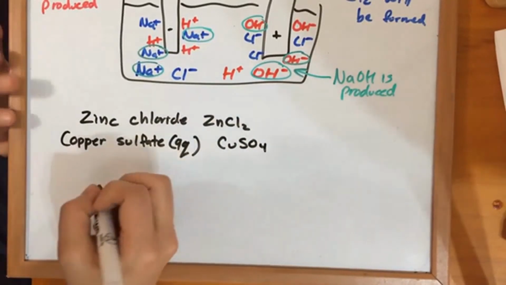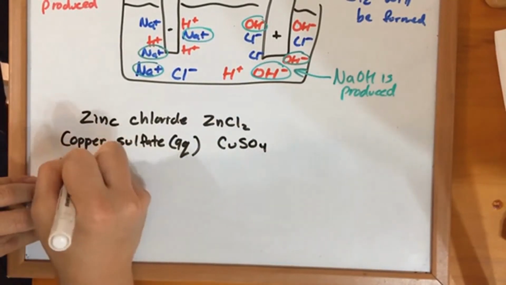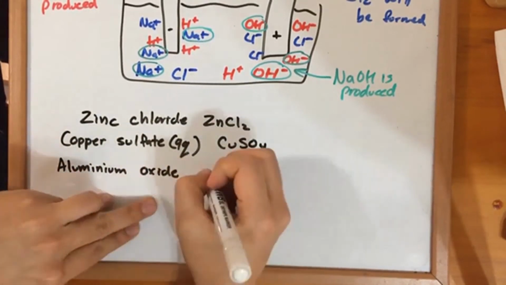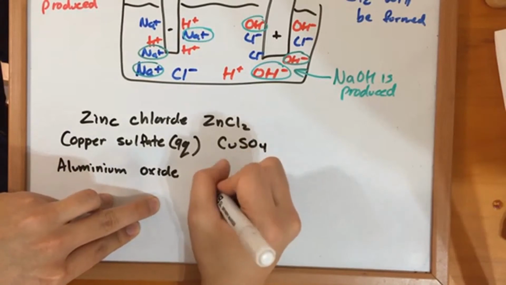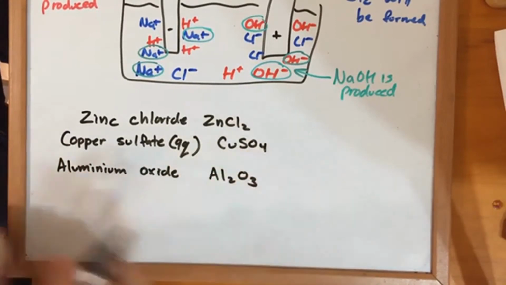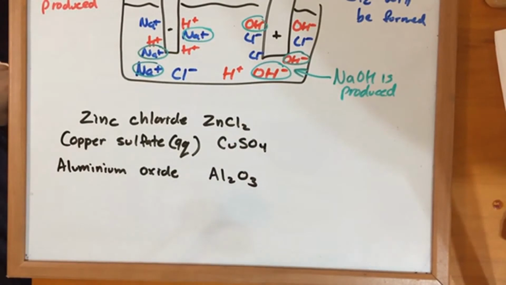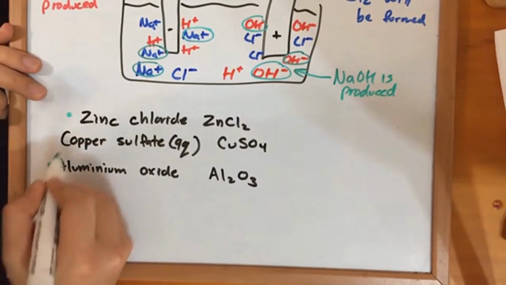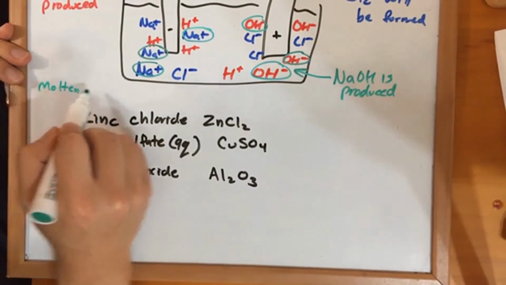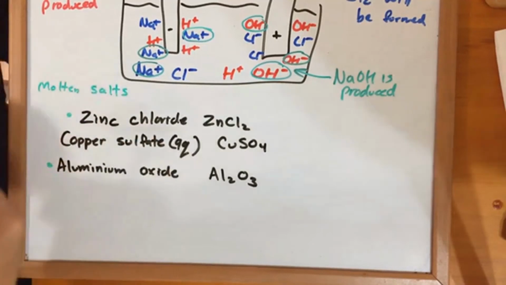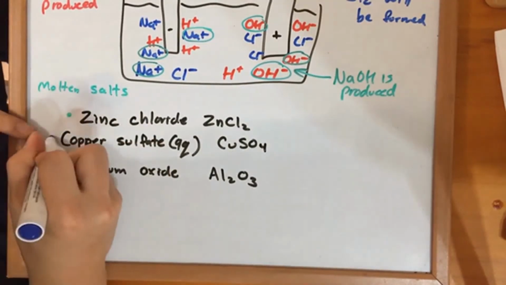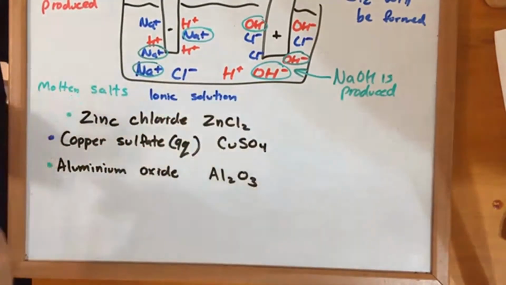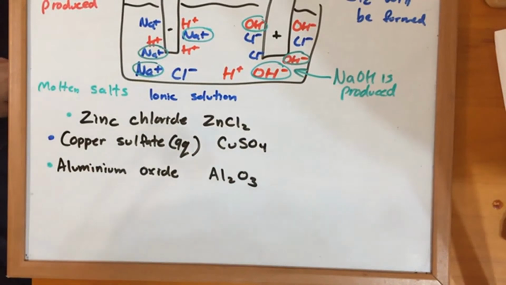And the last one is aluminium oxide. This is actually one that we did in class, but it doesn't hurt to have that example again. This one has the formula Al2O3. Let me just make sure that you understand this here. These two are molten salts. I'm just going to point you in the right direction: look back at your notes for molten salts. This one is an ionic solution, and that's why I put aqueous, which means that copper sulfate is actually mixed in with water.